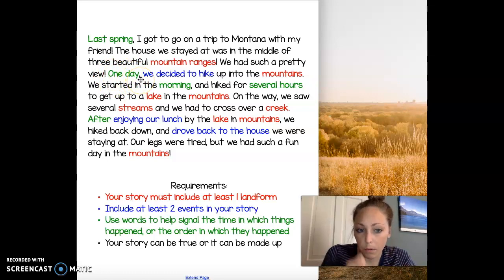Before I said we went on a hike, I said one day. So that means like one day when we were there, we decided to hike. I said we started in the morning. Okay, that's important too, to tell the time of day. And I said we hiked for several hours. That gives you an idea of how long we were out there. And then I said after enjoying our lunch. So after is a time word because it tells you that we enjoyed our lunch and then afterwards we hiked back down. Okay, so that's one way that you can include some time words in your story. You can also be more specific and you could say at 3 o'clock we did this, at 5 o'clock we did that. It's up to you. You can be more specific or you can be more general like I was.